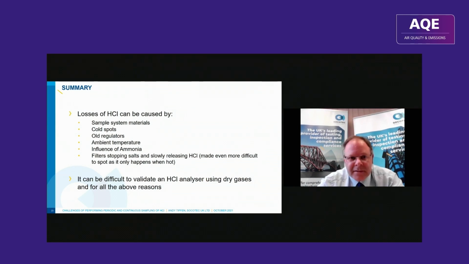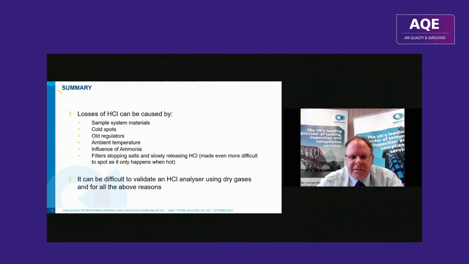Old regulators: if you're doing your QAL 3 checks on the SEM system on site and they're getting slower and slower over time, it might just be a simple case of getting a new regulator. If it's a test house performing validation checks on their system, then old regulators can be an issue. Ambient temperature, possibly not so much of an effect, but does seem to slow down some validations. And then the influence of ammonia is certainly a big one.